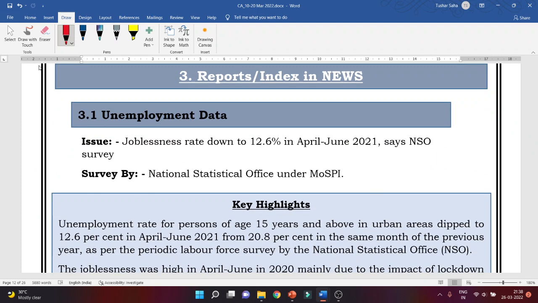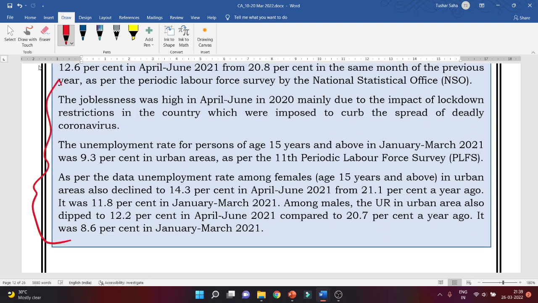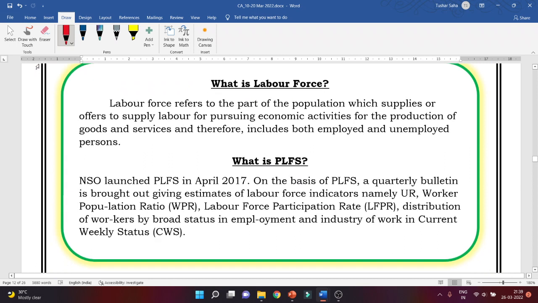Unemployment data again. This was released by MOSPI, by the NSO. NSO, PLFS, periodic labour force survey data. So the joblessness rate is 12.6 in April-June 2021. Rest again, you can go through it. What is the status of persons 15 years and above, what's the status for the urban area, what's for the rural area, what's for the male, what's for the female, which you can go through. Then let's move forward. Since you all know, we bring the static part as well.